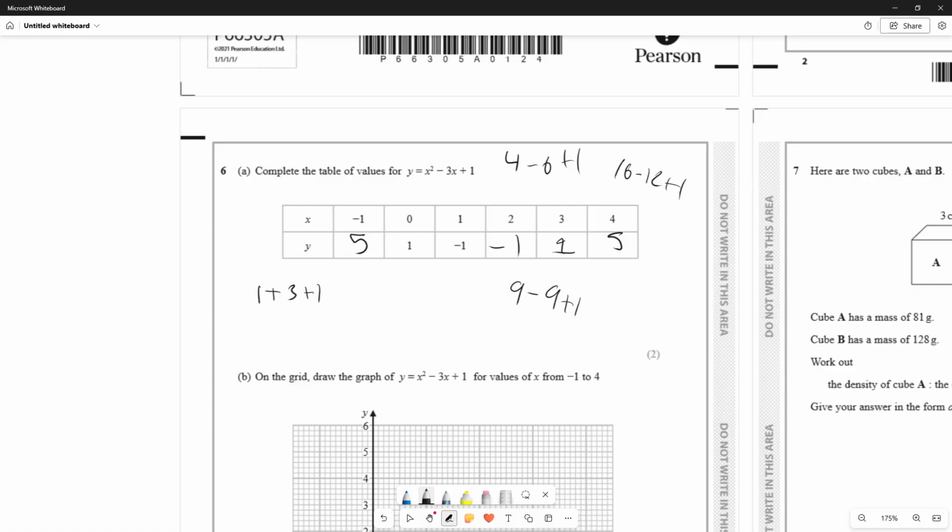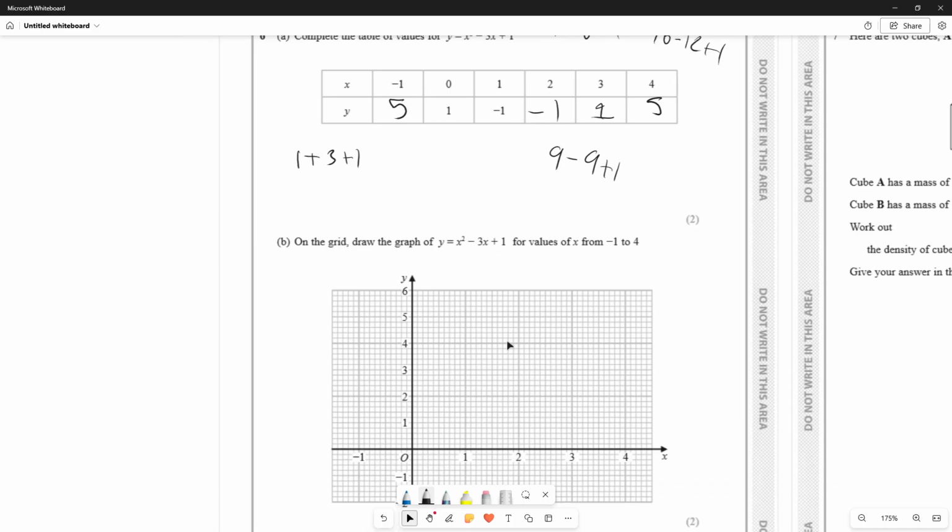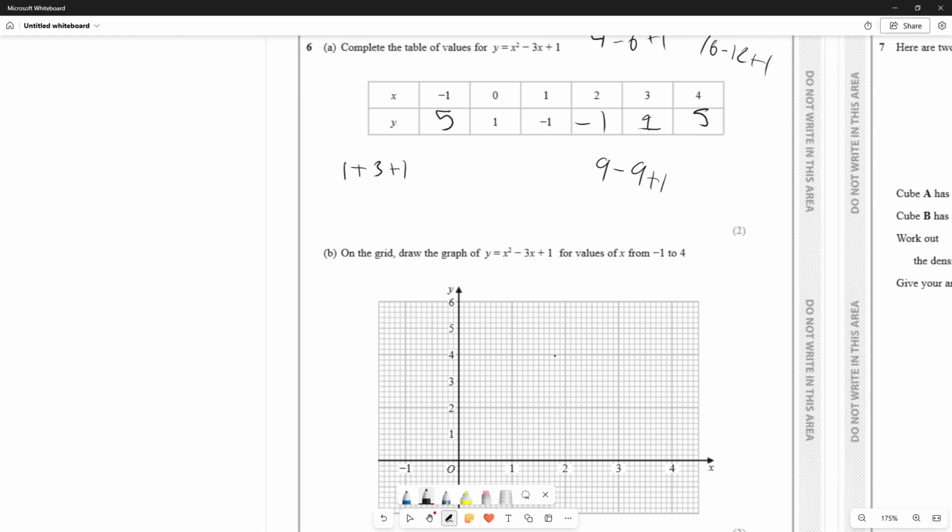Important note, notice how it is symmetrical, okay? That's another cool thing. So we have 5, 1, minus 1, minus 1, 1, 5. And notice how these can be plotted because coordinates have an x and y value, and over here we have respective x and y values.